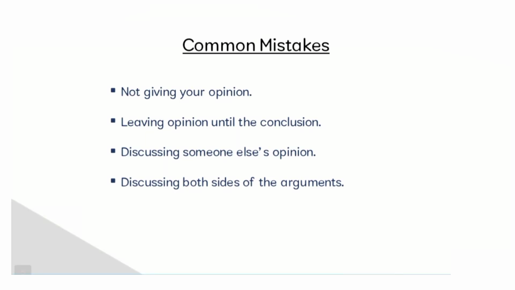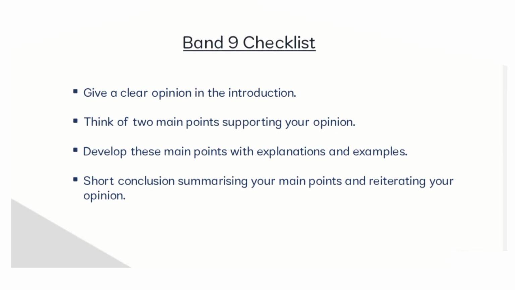Let's check what are the common mistakes which students commit. Not giving your opinion. Opinion is the main thing which we should write in our opinion essay, right? So, we should clearly write what is our opinion and it should be clear to our reader. Leaving opinion until the conclusion. Opinion should be clearly mentioned in the introduction and we should reiterate our opinion in the conclusion also. Discussing someone else's opinion. Discussing both sides of the arguments. Let's have a look at Band 9 checklist.